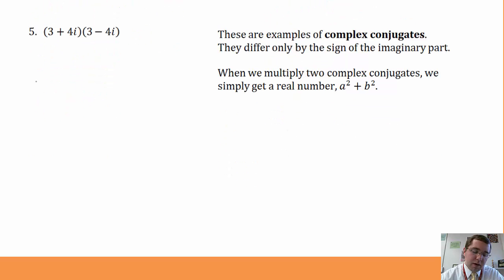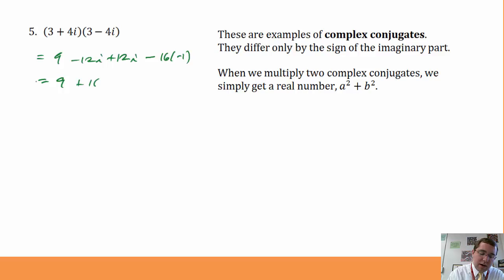Next, (3 plus 4i) times (3 minus 4i). Okay, FOIL it out. 3 times 3, 9. Negative 12i plus 12i, minus 16i squared, which is minus 16 times negative 1. So 9. The negative 12i plus 12i cancels out. And then I've got plus 16 on the end. 9 plus 16 is 25. So that means that I took two complex numbers, I multiplied them together, and I got just a real number.